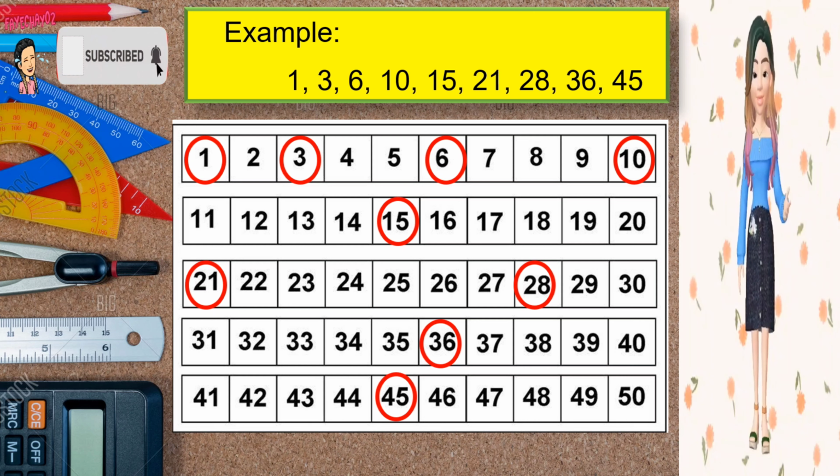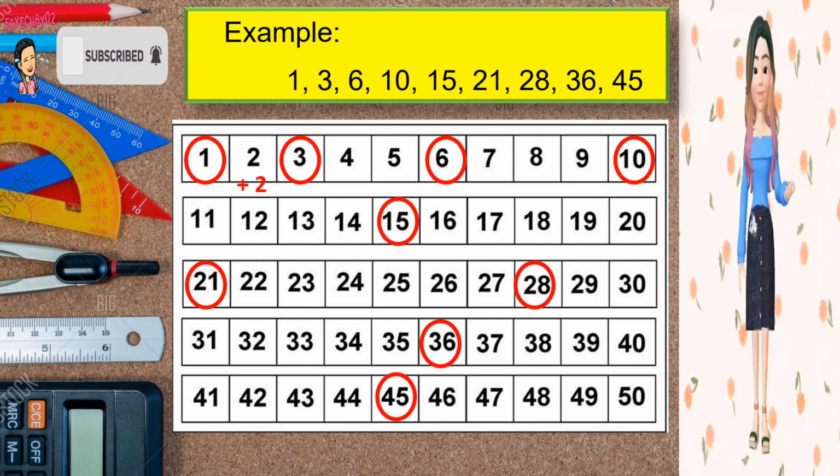Ngayon, para malaman natin ang pattern na ginamit, bilangin natin ang difference ng dalawang number. Ano nga ba ang difference ng 1 at saka 3? We have 1, 2. So, ang difference ng 1 at 3 ay 2. Ibig sabihin, plus 2. So, 1 plus 2 is equals to 3.